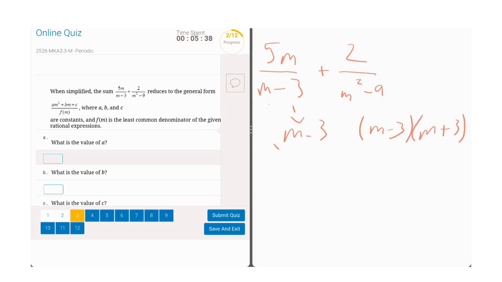Least common denominator, we have m minus 3 common. So m minus 3, we just keep it there. And m plus 3, we just drop it in as well. So this will be our common denominator.